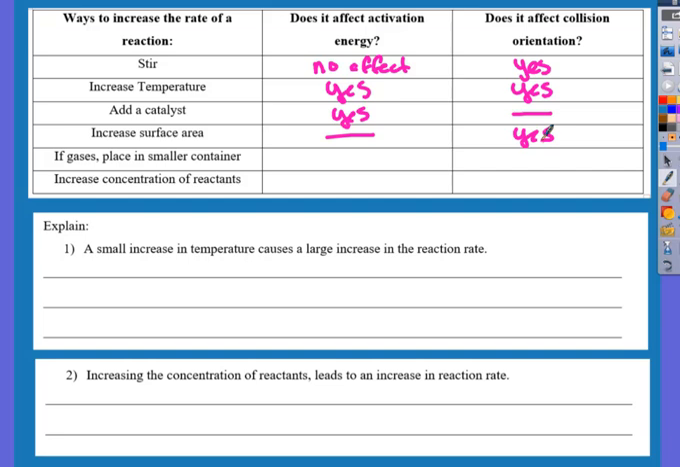If it's in a smaller container, then our activation energy is not going to be affected. We're not changing how fast the molecules are moving, and we're not changing activation energy. But if they're in a smaller space, they should collide more often, so there's a greater chance they're going to collide in the right orientation. And if I increase the concentration of reactants, again, I'm not changing activation energy, but if I have more reactants, they should collide more often.